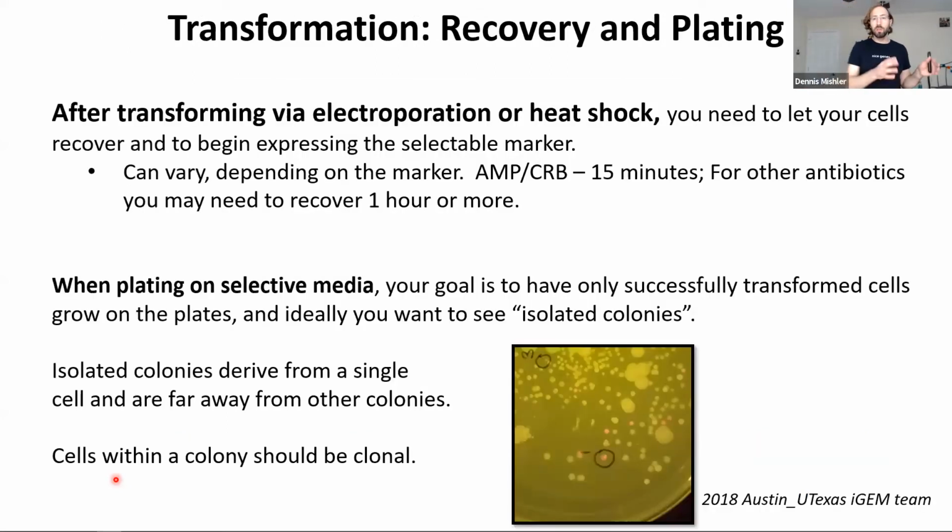So once you've done your transformation, whether it was electroporation or heat shock, you're going to need to let your cells grow for a little bit. The main reason for this is that on your plasmid, you should have a selectable marker, such as an antibiotic resistance gene. And that gene needs to be transcribed and translated for a while before you put your cells onto a plate with the antibiotic.